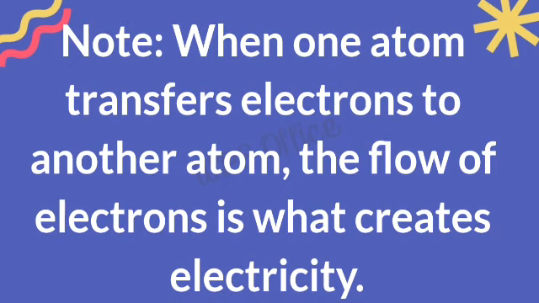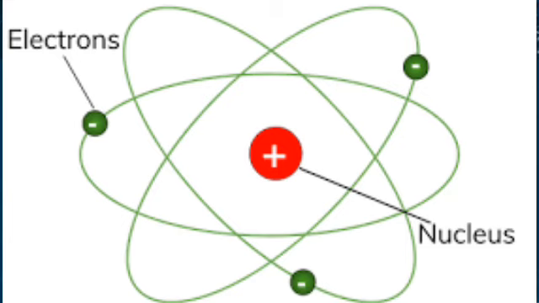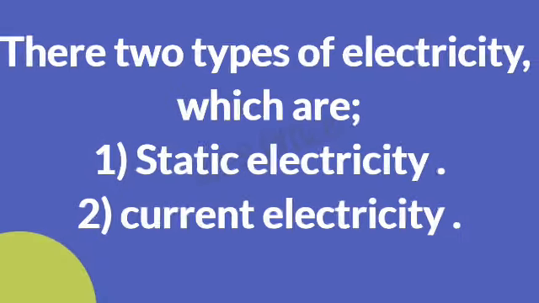Note, when one atom transfers electrons to another atom, the flow of electrons is what creates electricity. Now, this is a positive diagram of electrons transferring from one orbit to another. Also, this is a diagram of negative charge electrons transferring from one orbit to another.